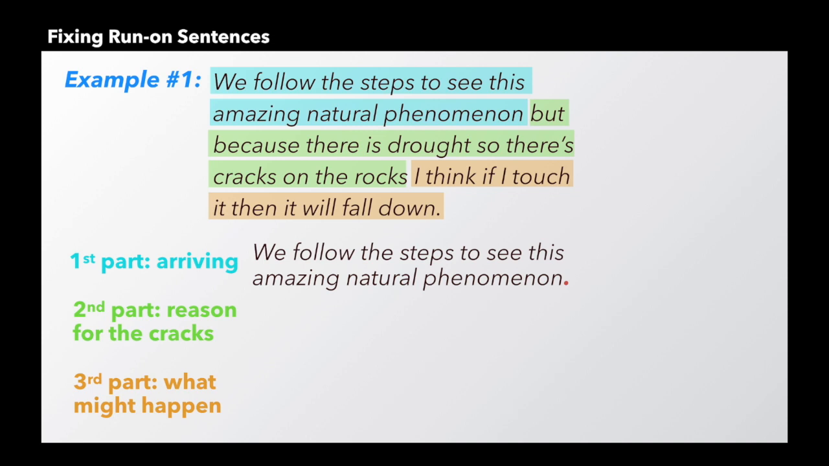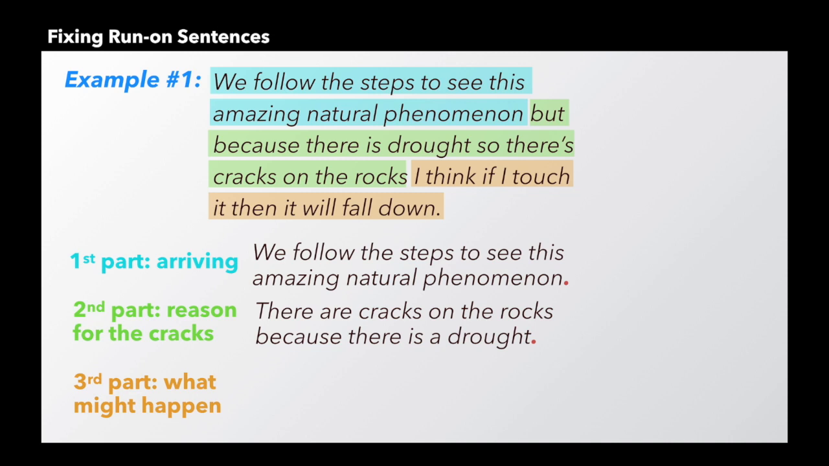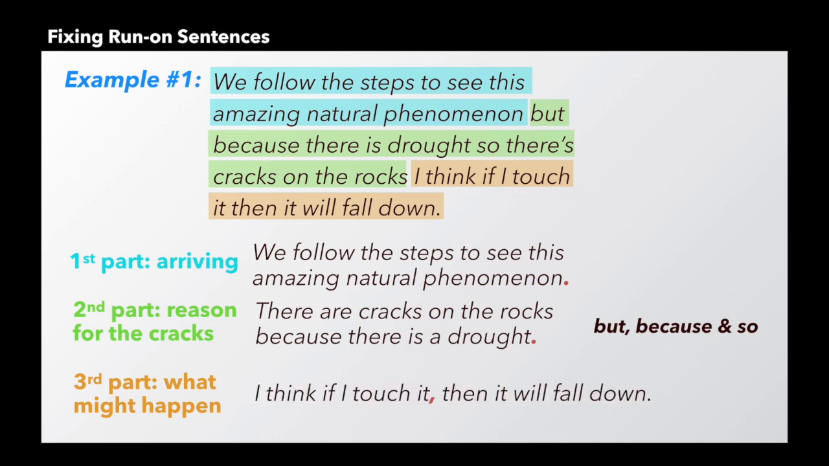We follow the steps to see this amazing natural phenomenon, period. There are cracks on the rocks because there is a drought. We can see with this part, we have too many connecting words in that green part. But, because, and so. I chose to use because here. I think if I touch it, comma, then it will fall down. See, we broke this run-on sentence into 3 separate sentences.